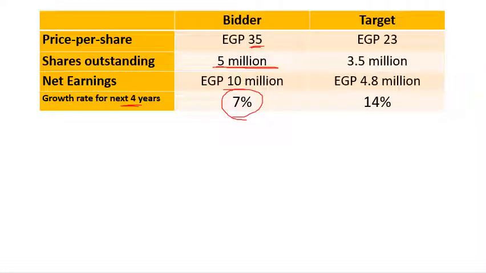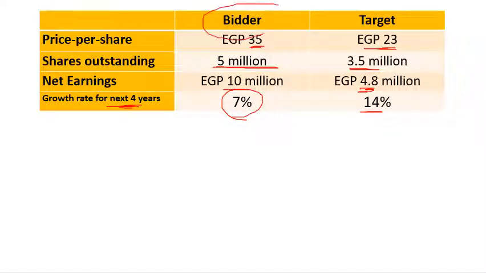Information regarding the target company: it has 3.5 million shares outstanding, and each share is currently traded at 23 Egyptian pounds, and it expects to get net income at the end of the current year of 4.8 million Egyptian pounds, which may grow at 14% over the next 4 years.